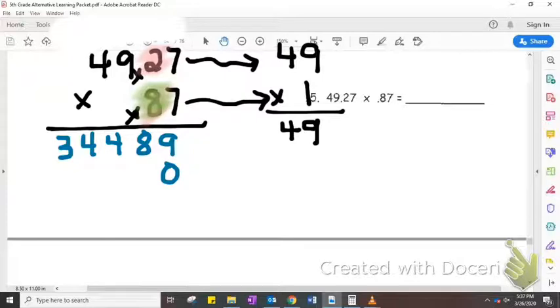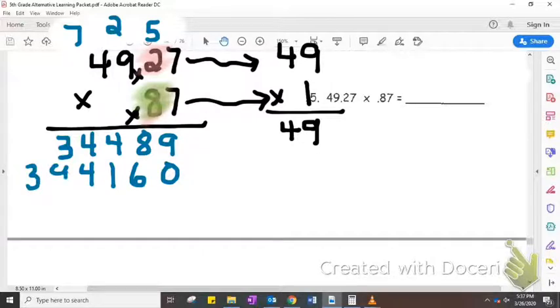Okay, so 8 times 7 is 56. It's really 80 times 7. That's why it ends up being 560. Okay, moving on. 8 times 2 is 16, plus the 5 is 21. 8 times 9, 72. 8 times 4 is 32, plus the 7 makes 39.